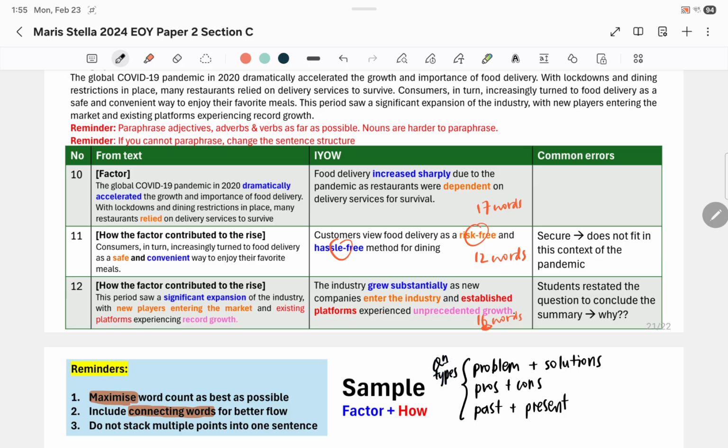Alright, and it's usually helpful to include connecting words, but don't overdo it. You don't have to write connecting words in front of every single sentence you write in your summary. Okay, so you can include that.